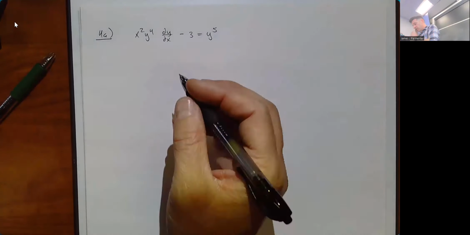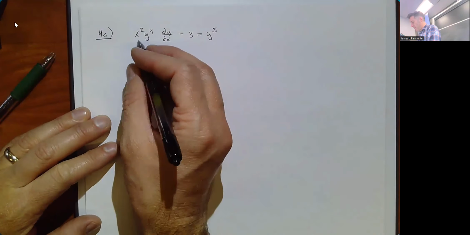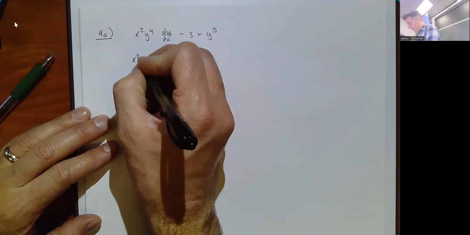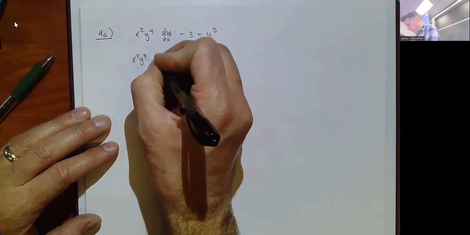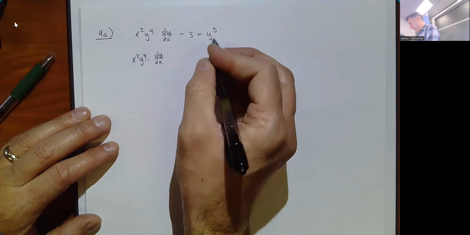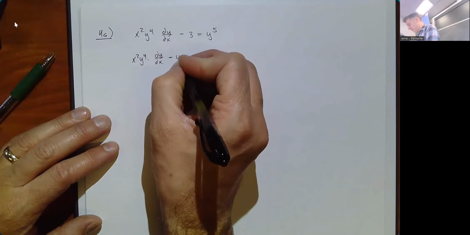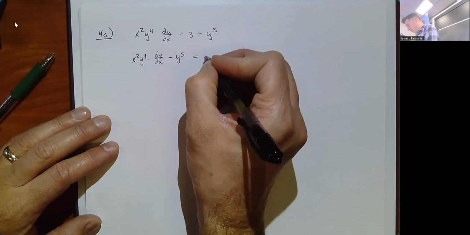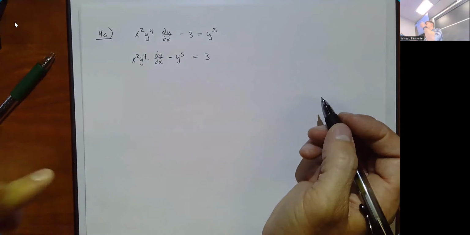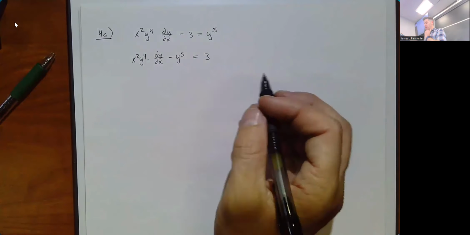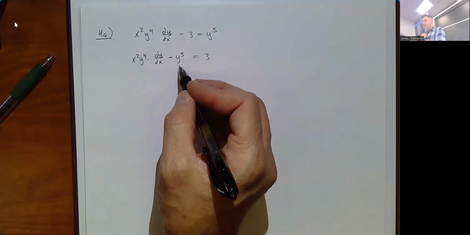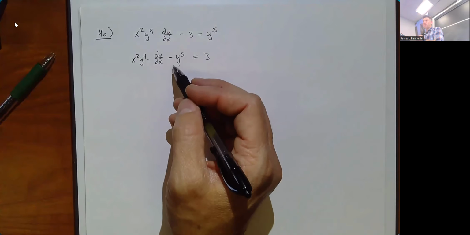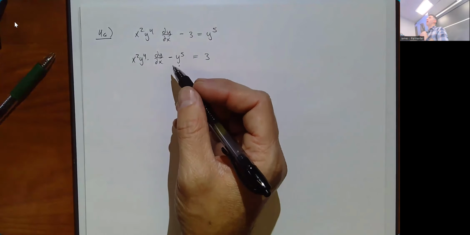So I was trying to write it like this. I did x squared y to the 4th times dy/dx, or if you prefer y prime. And I subtracted the y to the 5th, and I added the 3. The reason I did that was because I thought I was going to be dividing by y to the 4th, and so I was going to get a y there, which actually wasn't wrong. Here's where I encountered the problem.